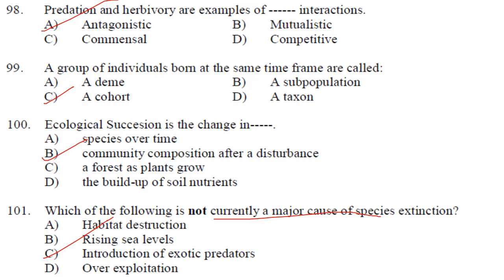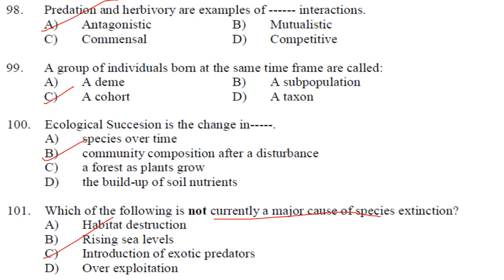Subpopulation means you have got a population of sheep, and out of that you choose only very few. A small population of this bigger population is called a subpopulation. Then taxon is defined as a collection of one or more populations of organisms. Then next one, ecological succession is the change in species over time. No, the change in community composition after a disturbance. Yes, that is ecological succession.